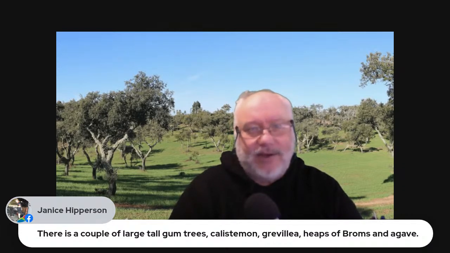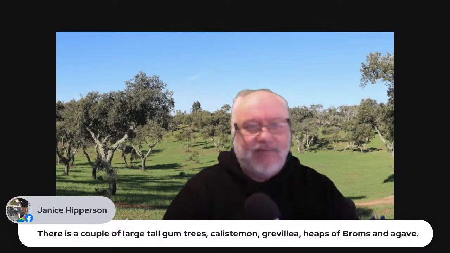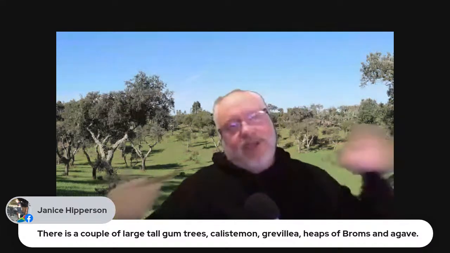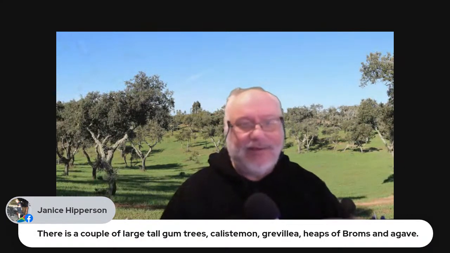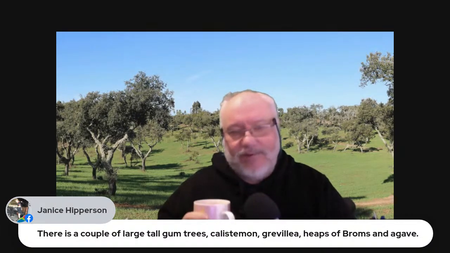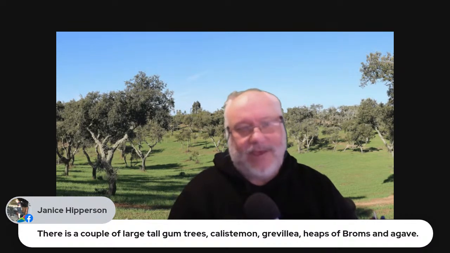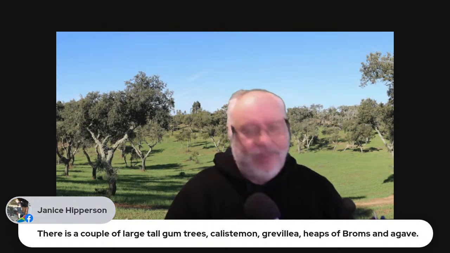bromeliads and agave. Is that what I'm thinking? Okay, agave. I'm thinking they're going to be the big agave, which is the darling of the modern landscape architect and the unimaginative property developer. Until agaves and whatnot are flowering, they offer nothing to our native birds. So I'd ignore them.